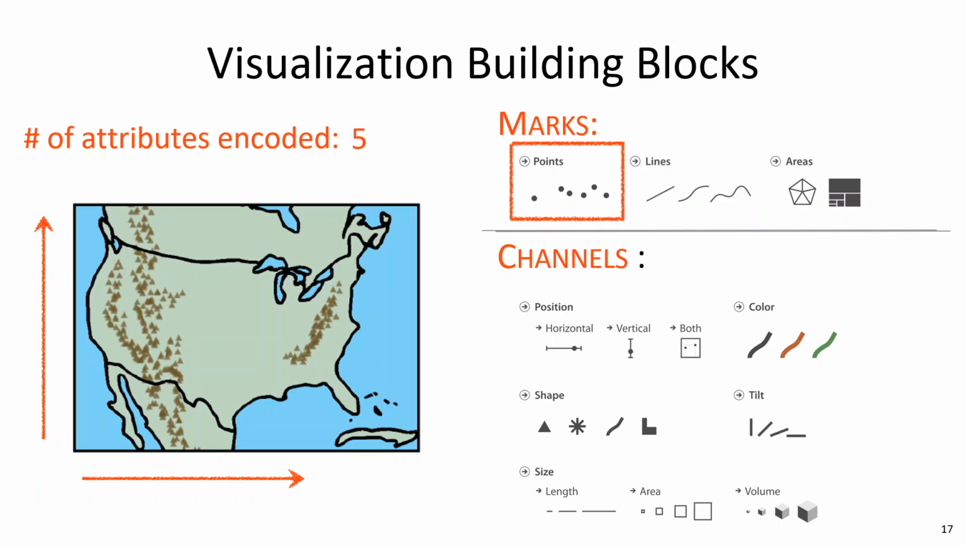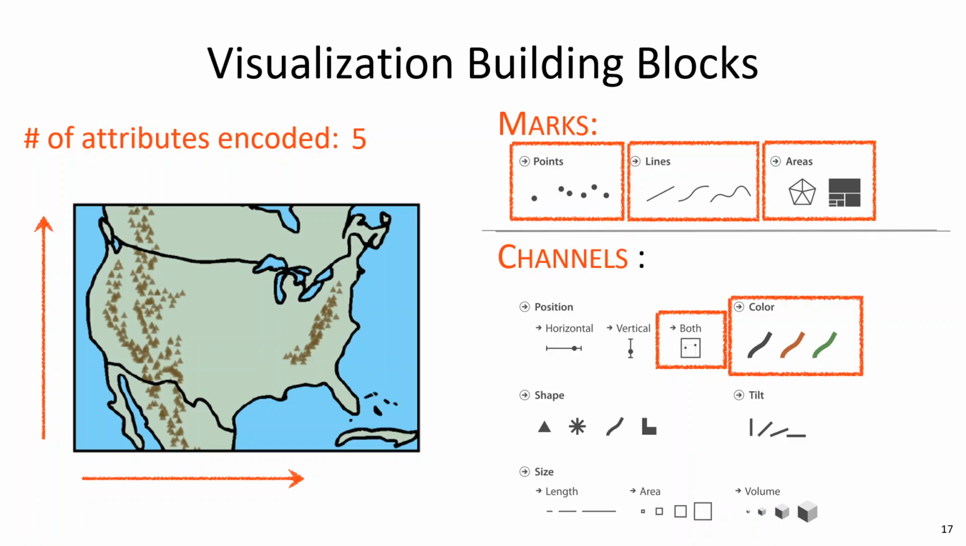I have shown encoding 5 different attributes. I'm using all 3 kinds of marks that I have, and I'm using X and Y position, I'm using color, I'm using shape, and I think I'm using one area for the country itself. Right? It's fairly dense, and it's incredibly intuitive. That's why we love maps.